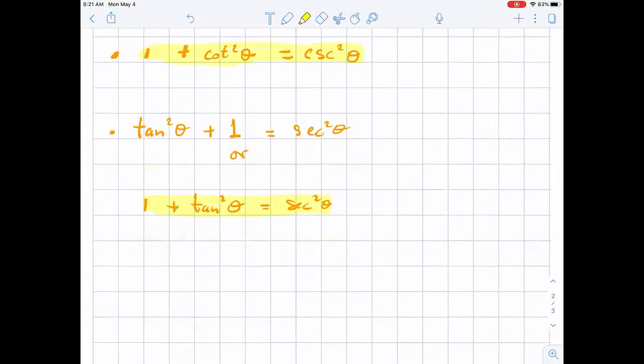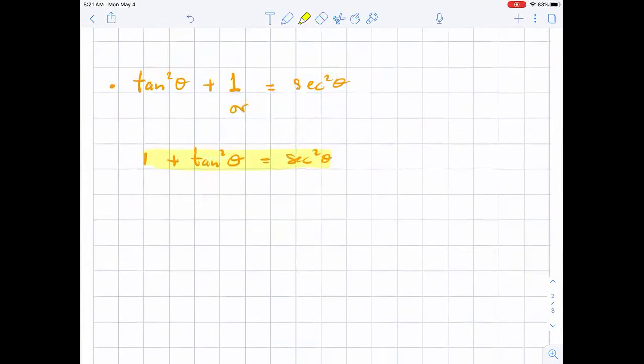Okay, and then look at the online notes. We have some that are called co-functional identities, and then we have even and odd, because you have to know which of these functions is even and which one of them is odd. So make sure you look at the functions and see which is even and which is odd.